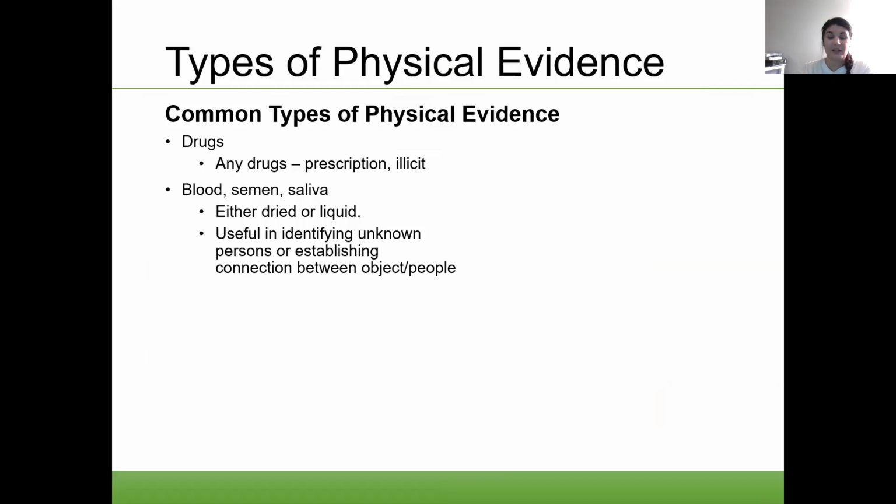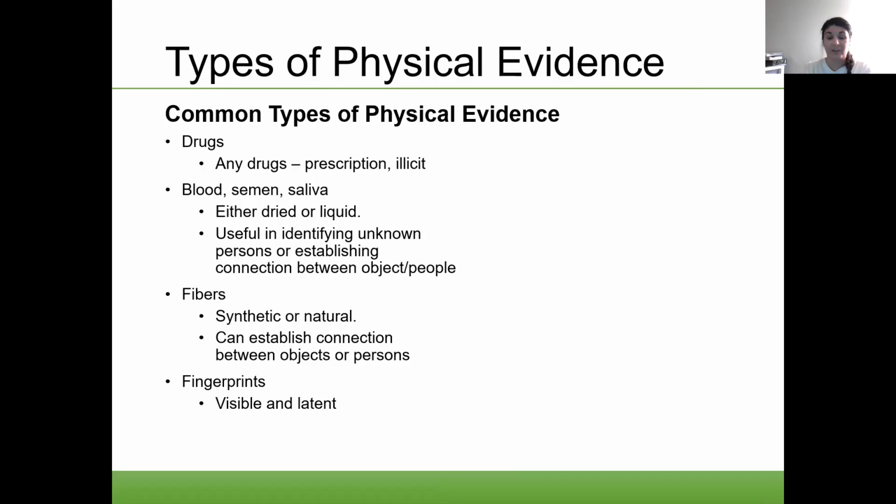They're useful in identifying unknown people or establishing connections between objects and people by analyzing the DNA in them. Fibers, synthetic or natural fibers, and they can establish connections between objects or persons. Like I said before, hug someone with your sweater on, you get fibers on the other person. If you sit down with your sweater on, the fibers from your sweater can be transferred to the chair. Fingerprints, visible and latent.